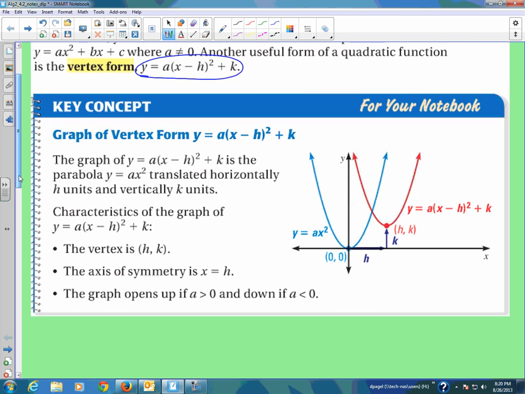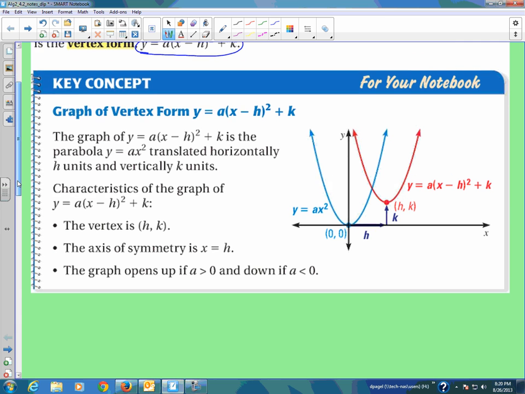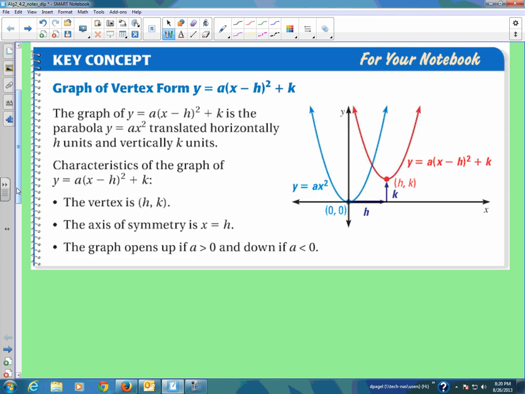This vertex form, or parabolic form, graphs a parabola just as our standard form does, so they look like this. In the blue here, we have our parent function, f of x equals x squared. And if we add a translation h, k in there, or move the vertex, then we get this red graph on the right.